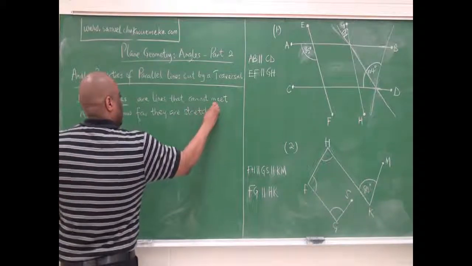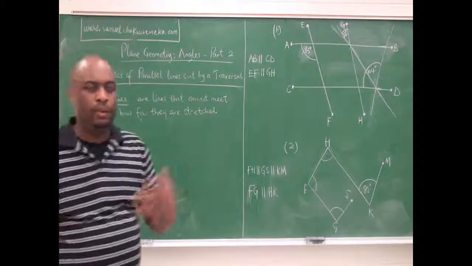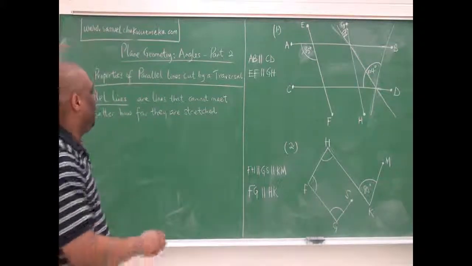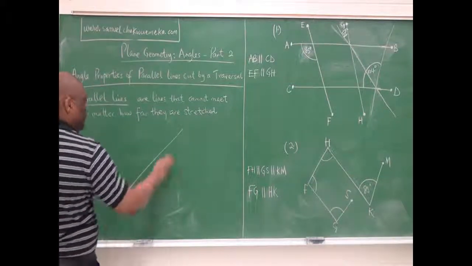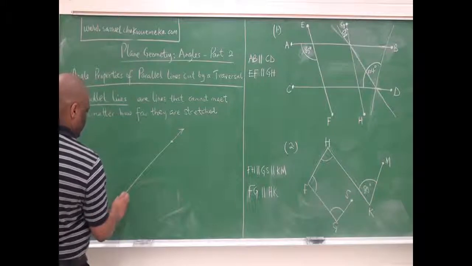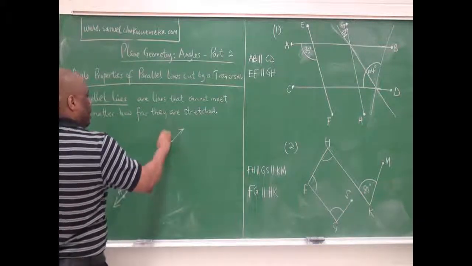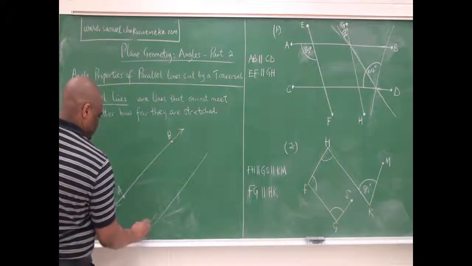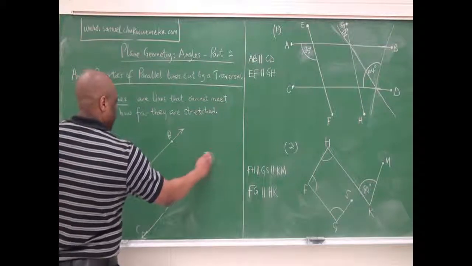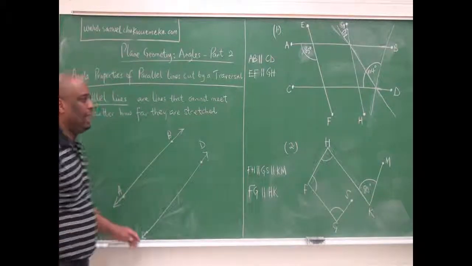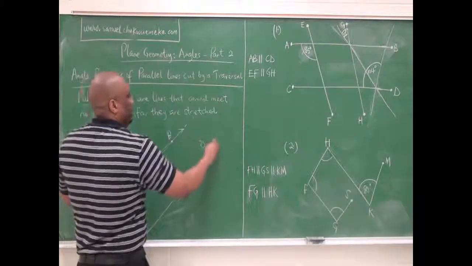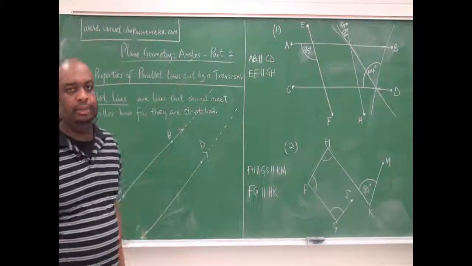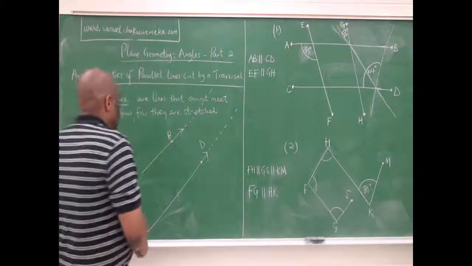So they can never meet or intersect. No matter the direction it goes, they can never meet. So when you have this line going this way, probably line AB, and you have another line this way, line CD, no matter how you keep moving it, it's not going to meet. So these are parallel lines.